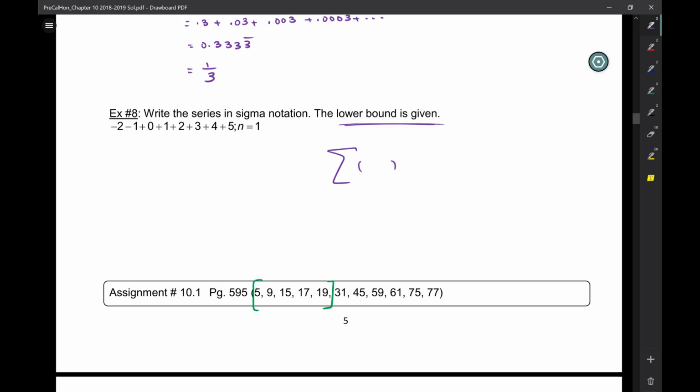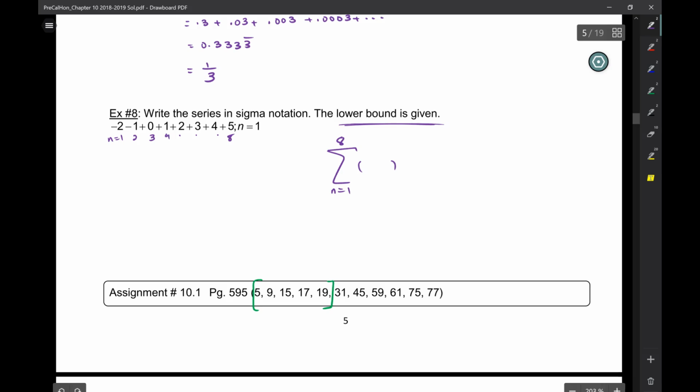Okay. And the lower bound is given. So n equals 1 is given. Okay, so it starts at n equals 1. So now look, if this is n equals 1, and this is n equals 2, 3, 4, 5, 6, 7, 8, right? I'm just counting how many terms there are, and it starts at 1 and ends at 8, so there goes n equals 1 to 8.